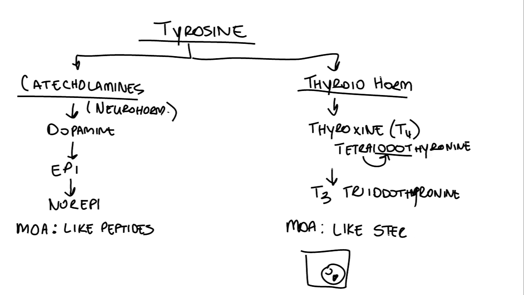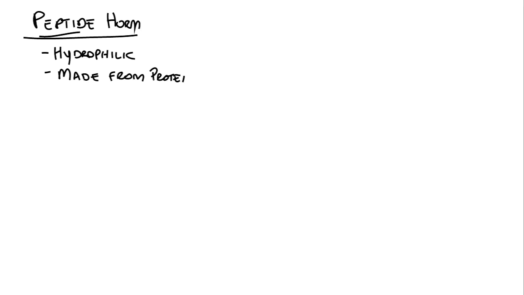All right, so let's talk about the final and last one, the peptide hormones. Peptide hormones are hydrophilic, meaning they like water. They're also made, like the name indicates, from proteins. Their mechanism of action is much faster than steroids, and we're going to take a look at that now.